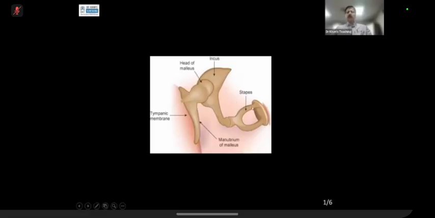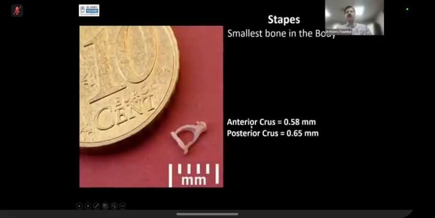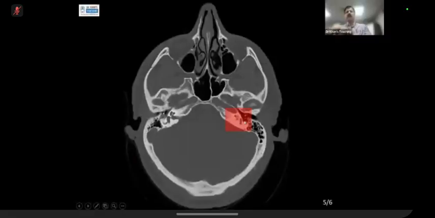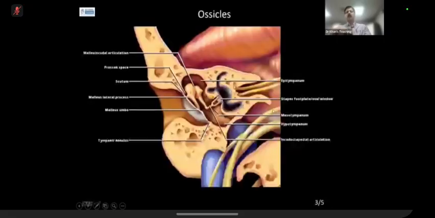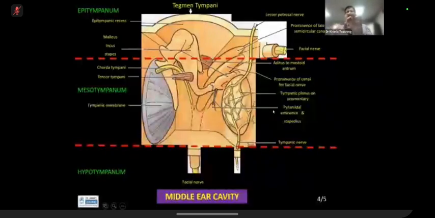Now, if you see here, a repetition, this is the stapes, and the capability of CT scan now is that the stapes is the smallest bone in the human body. Anterior crus is 0.58 millimeter, posterior crus is 0.6 millimeter, and we can actually see it on a CT scan. And we can see actually the joint also. So, with this background, this is a key diagram. Now you have to really concentrate, and part of it is going to be repetition. And this is the main diagram on which you have to concentrate.